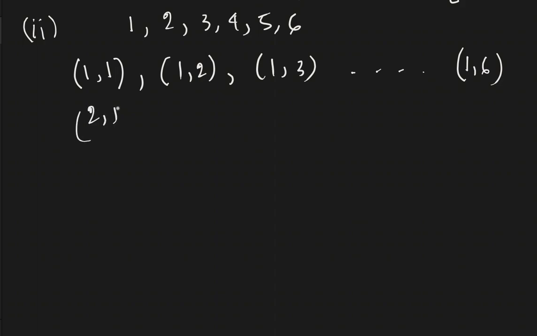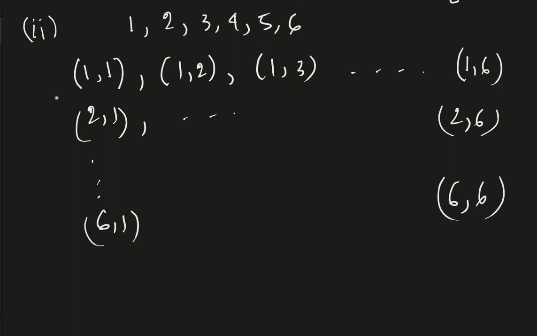Similarly 2 1, 2 2, 6. Similarly here 6 1, 2 6, 6 6. Now you can see that each of these outcomes occurs only once, and every possible outcome is equally likely. Now we can apply the classical definition of probability, and we can calculate the probability.